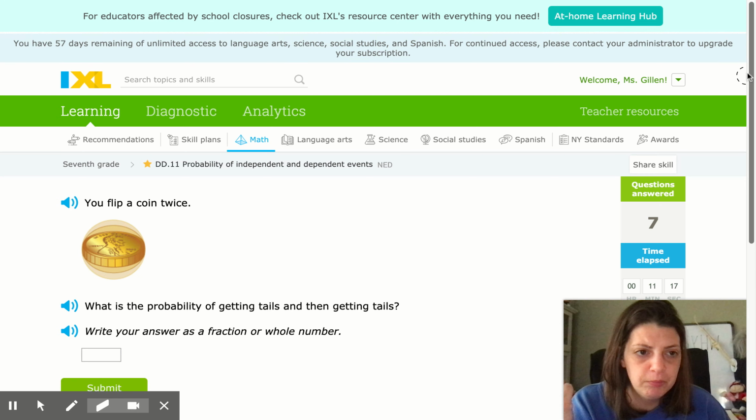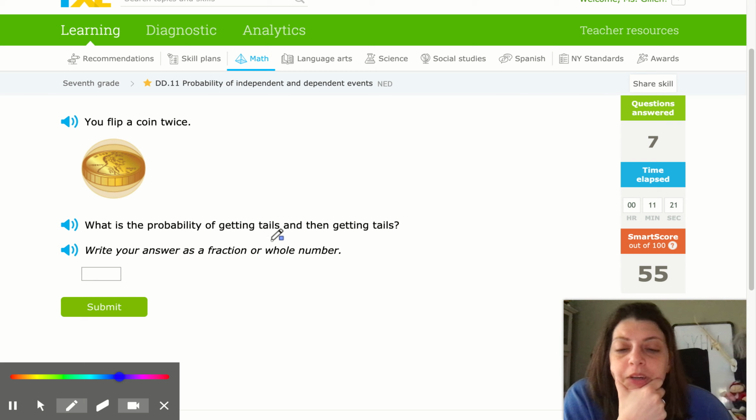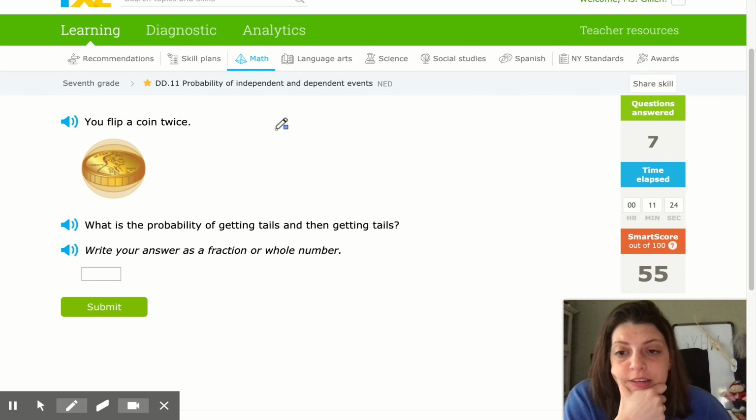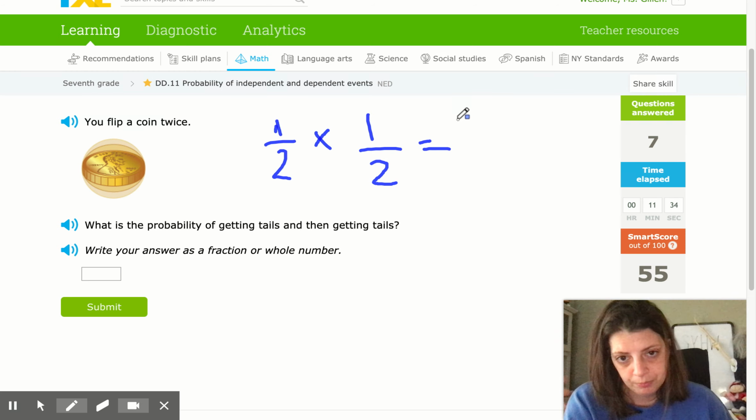It's a little early for me to be doing this. Let's see. What is the probability of tails and then tails? So again, tails is a half, and then even if you got it or you didn't get it or you think you're good at it, the theoretical probability is always a half. So doing it twice is always a 1/4.